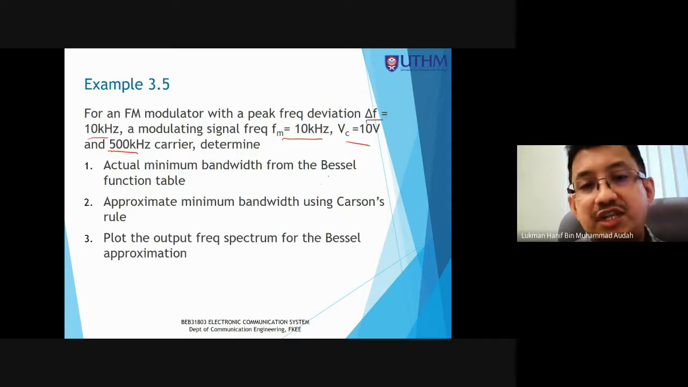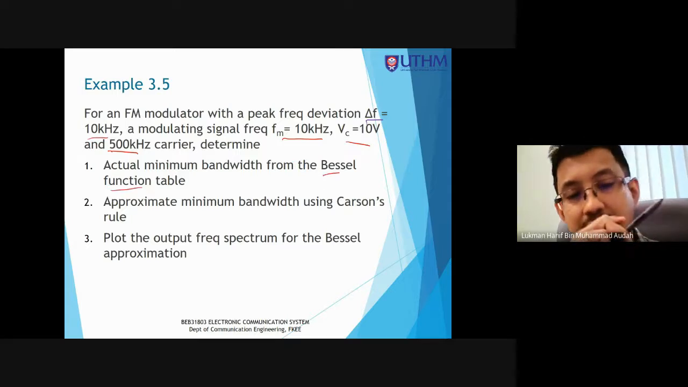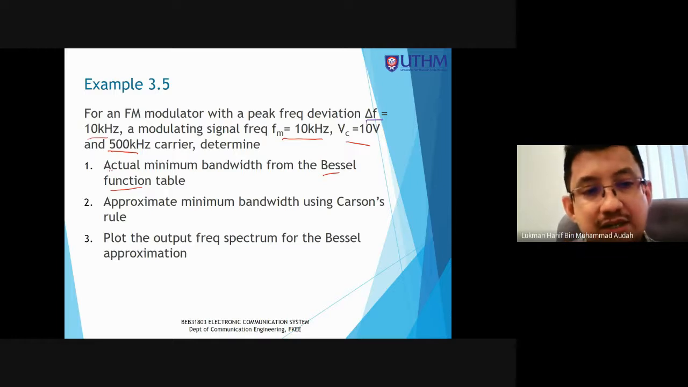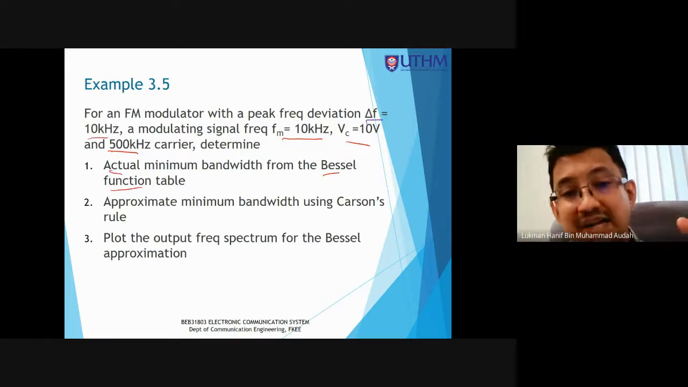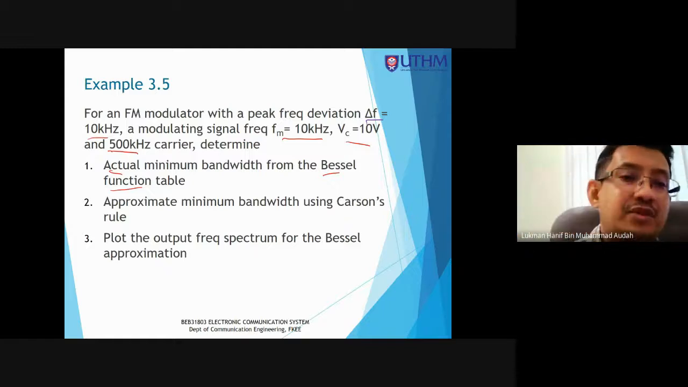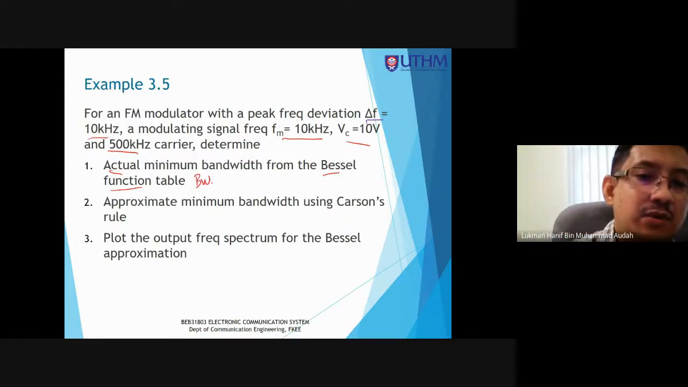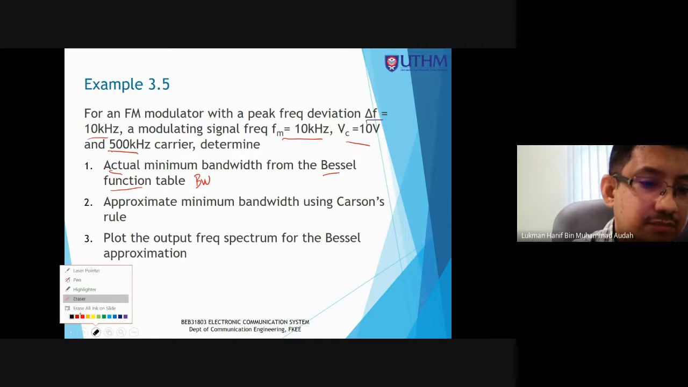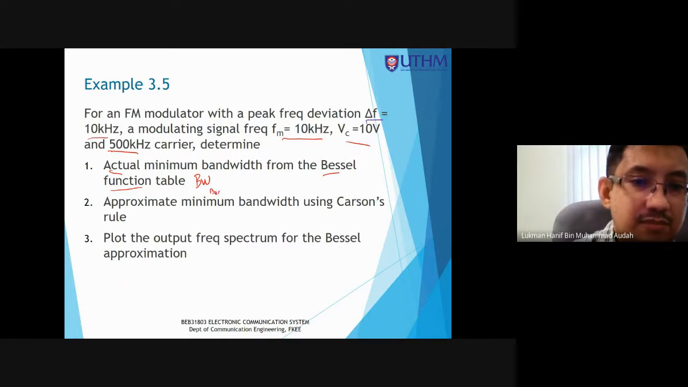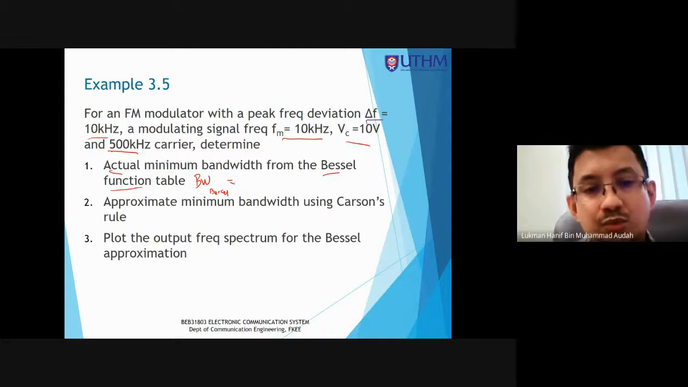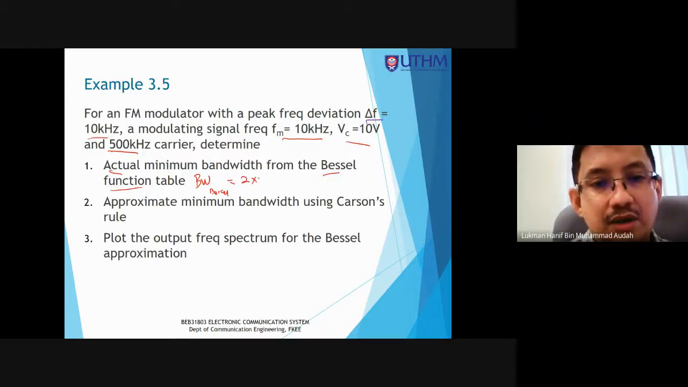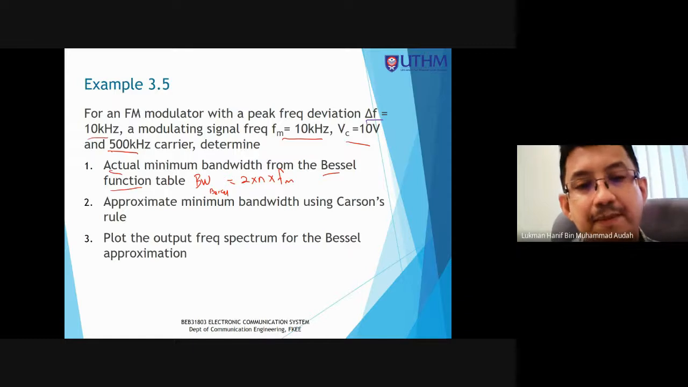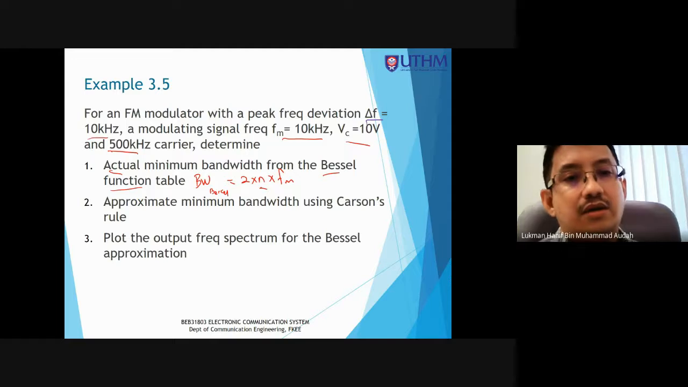Okay, so maknanya disuruh cari bandwidth by vessel. Itu sebab dia katakan actual, perkataan actual ini merujuk kepada bandwidth vessel, bandwidth sebenar. So bandwidth by vessel is equal to 2 times N times Fm. Okay, so we need to know how much is N.